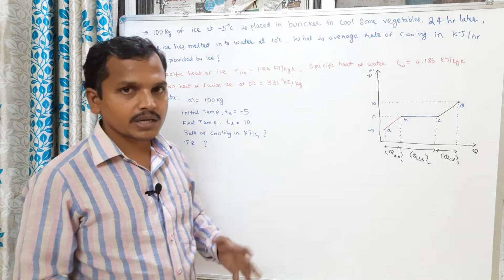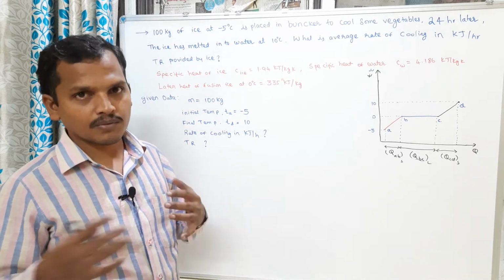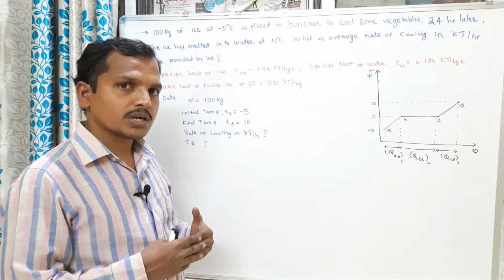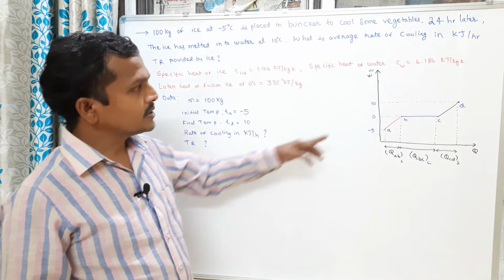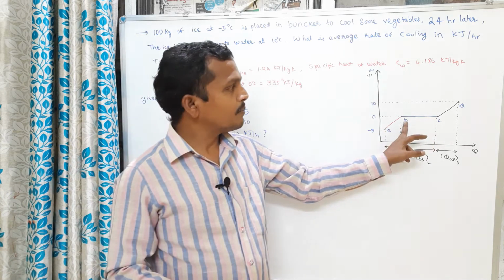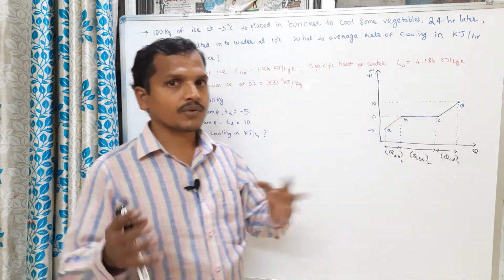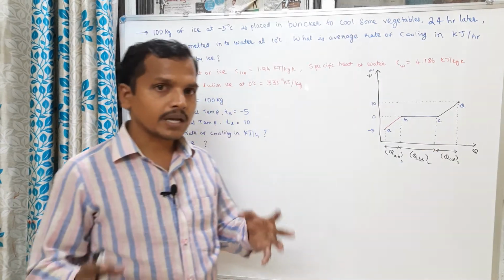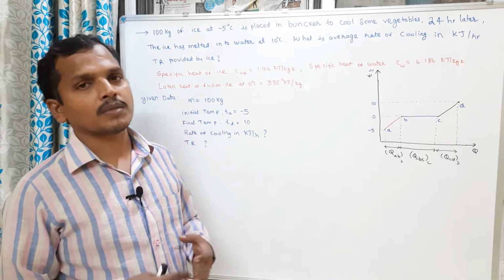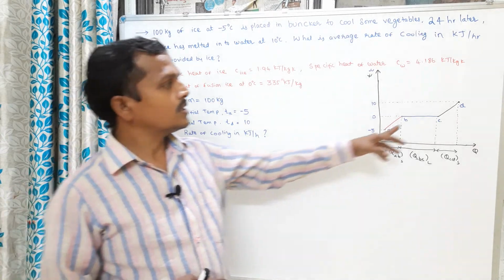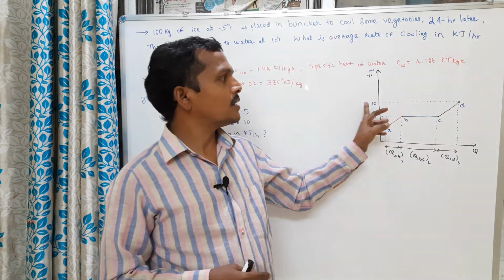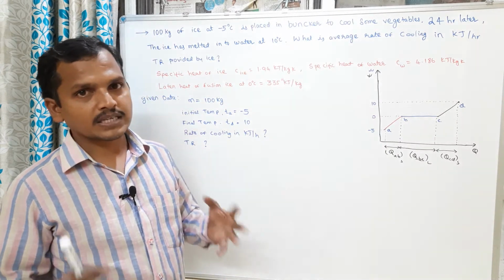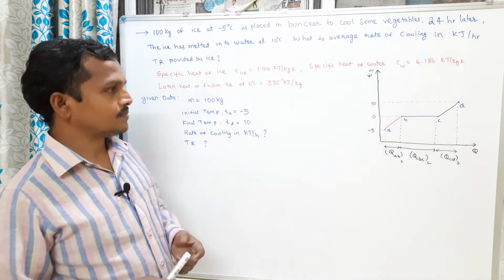At 0 degrees centigrade, it absorbs the latent heat from the vegetables and changes its phase from solid state to liquid state. That is from B to C, latent heat absorption from the vegetables. Next, from C to D, that is the sensible heat absorption from the vegetables, the temperature rising up to 10 degrees.